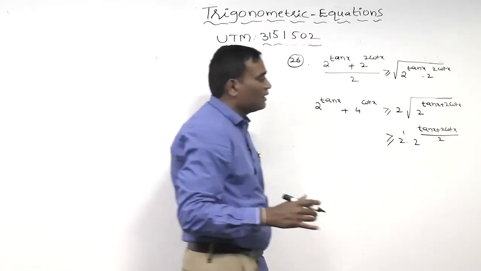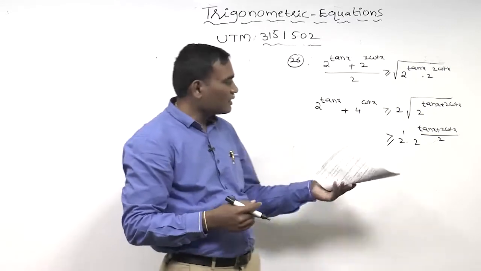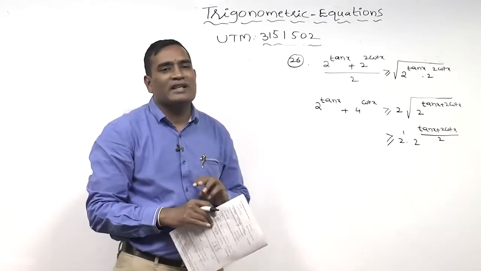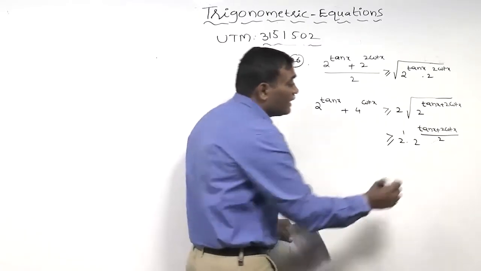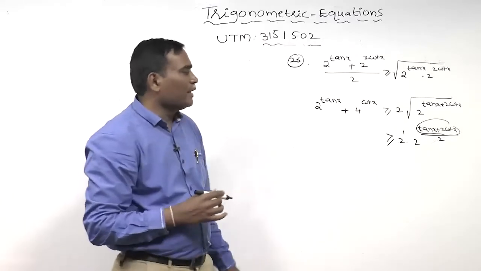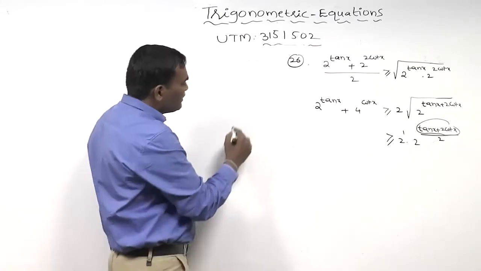This is step 1. Now what to do? That answer is not there. Again we have to simplify. Again we have to apply arithmetic mean is greater than or equal to geometric mean. For this, what is the minimum value of tan x plus 2 cot x? Here tan x plus 2 cot x.